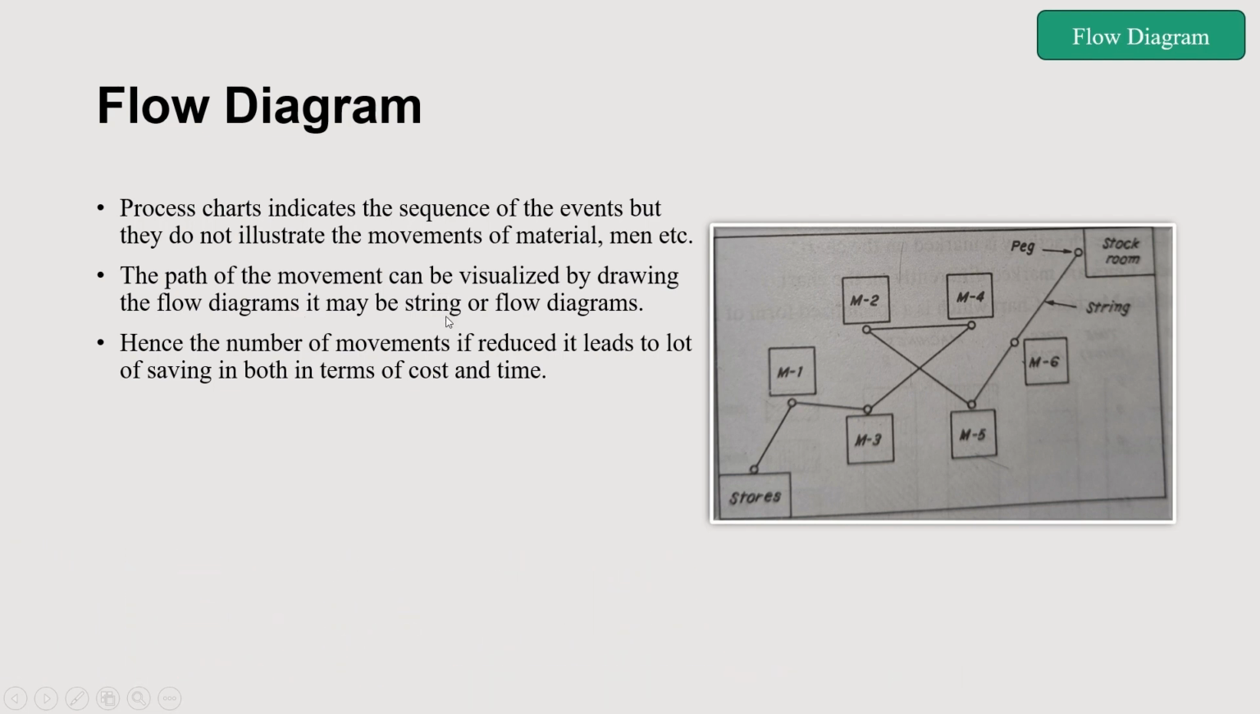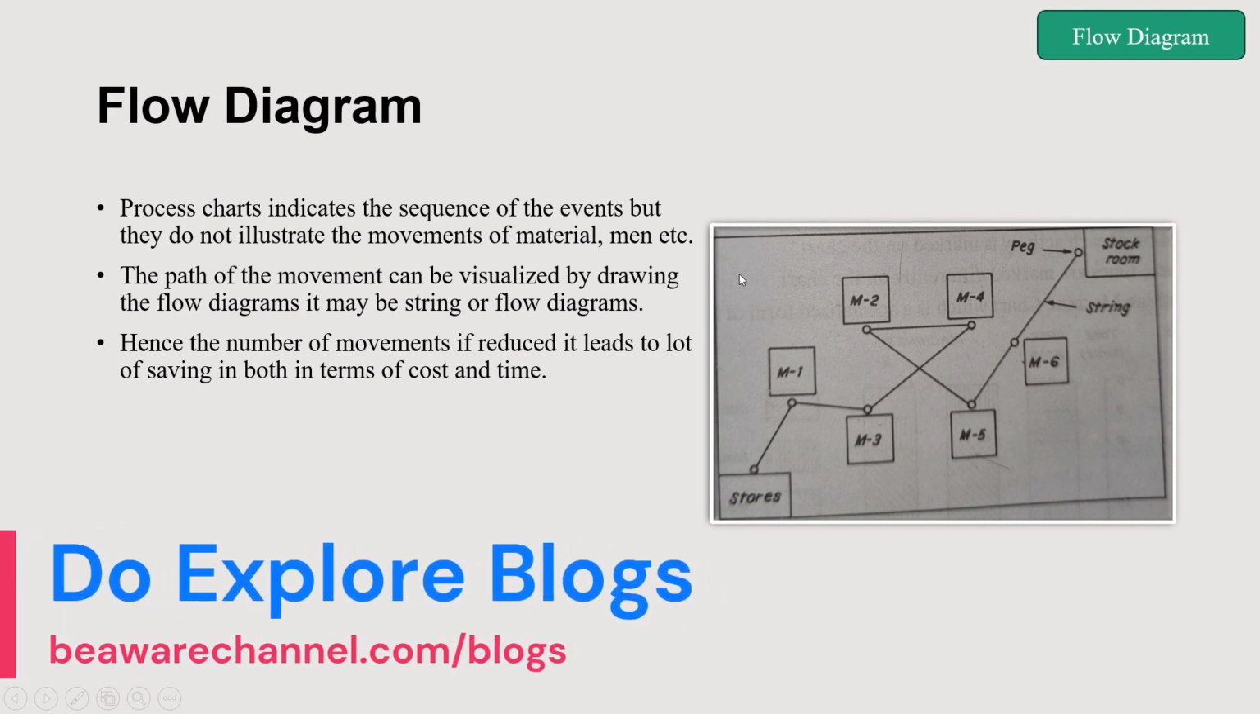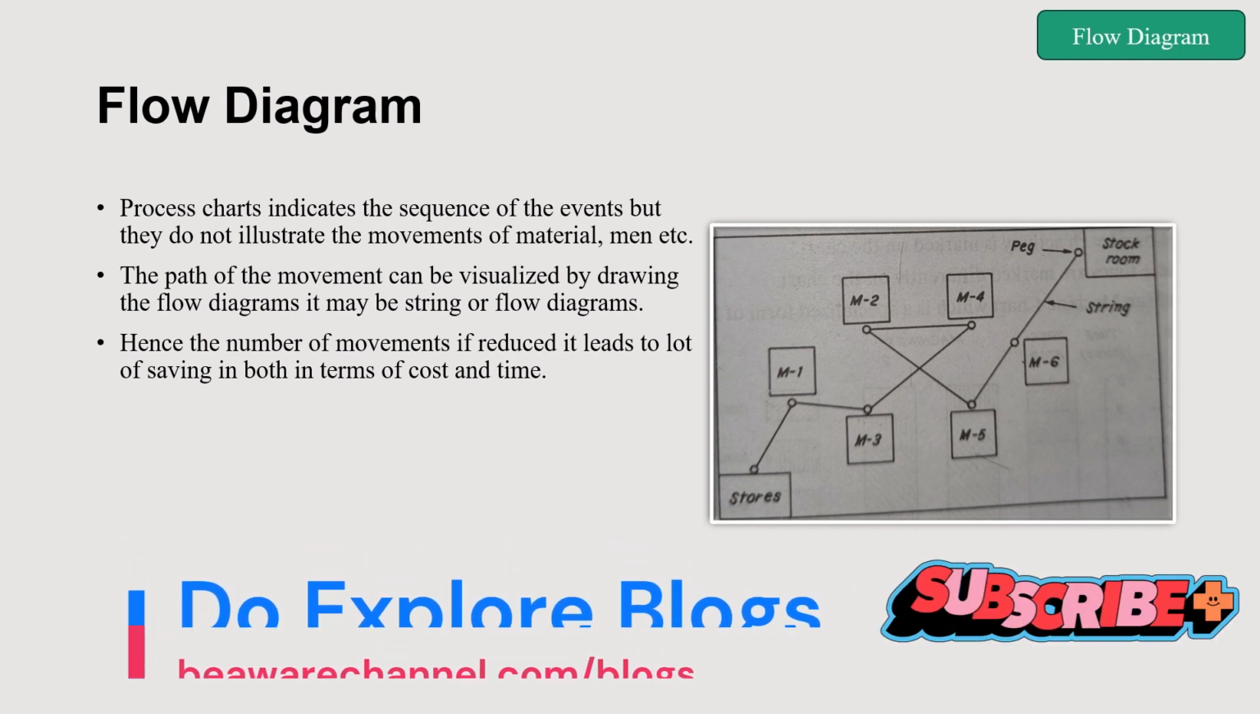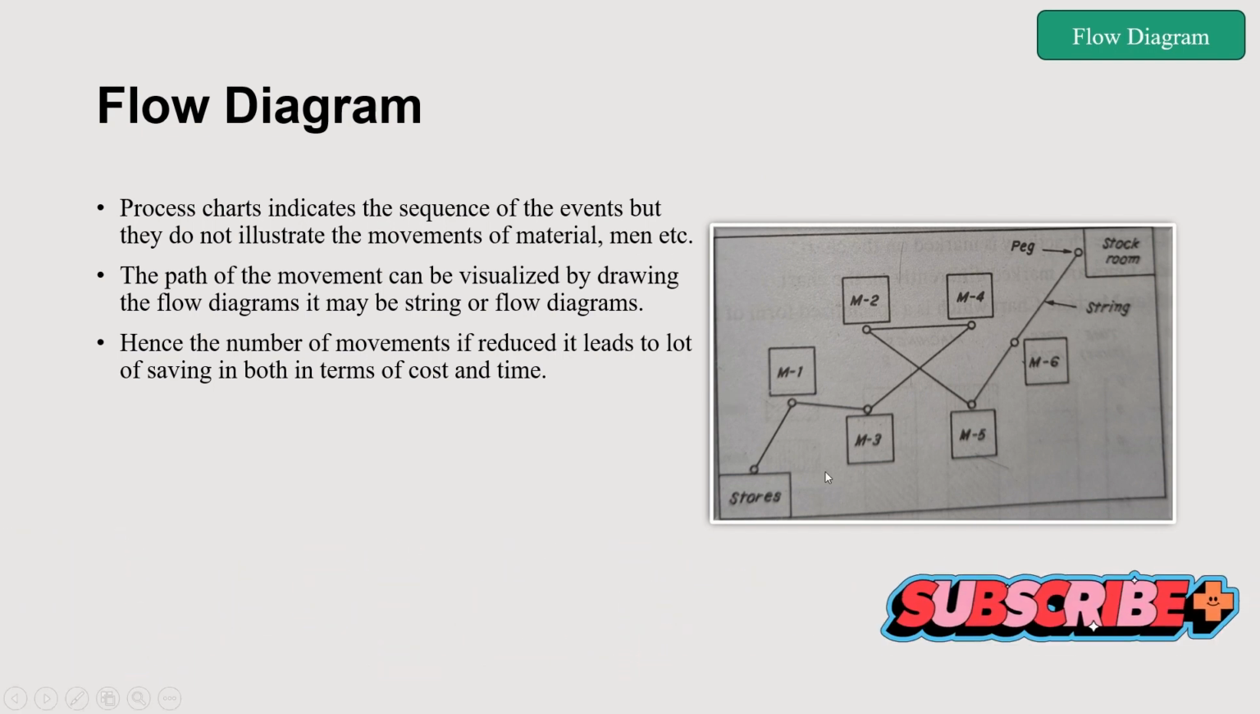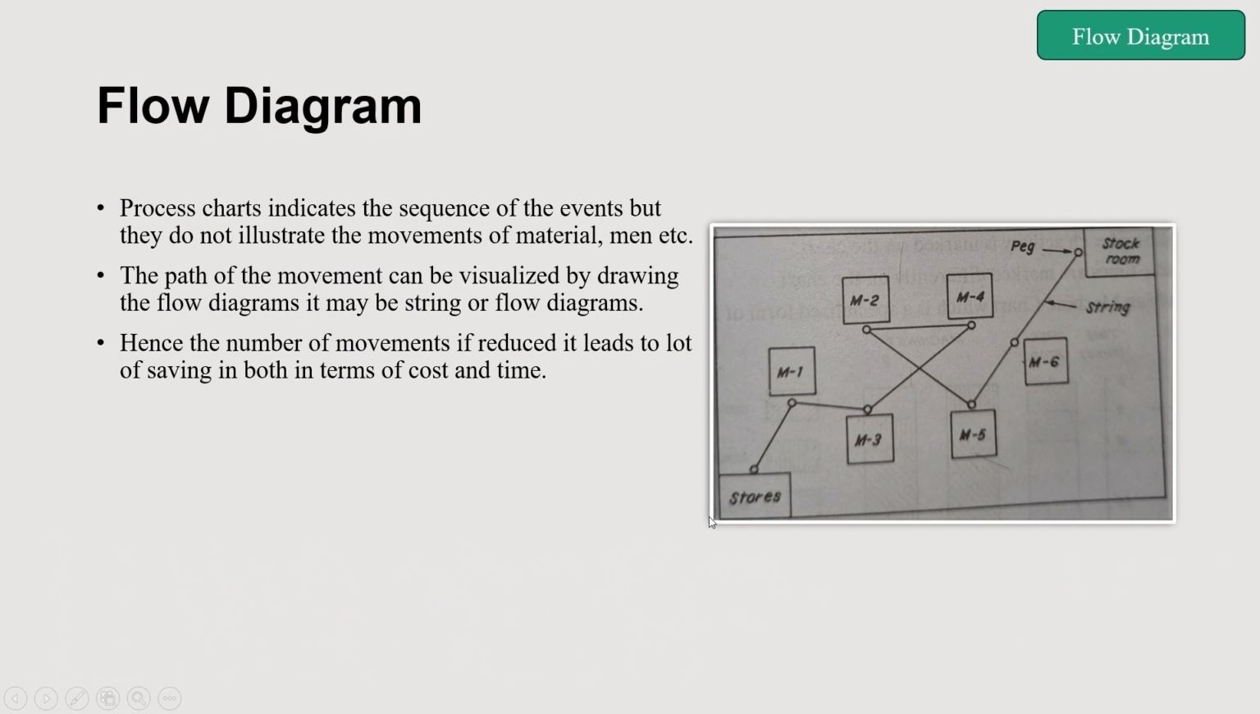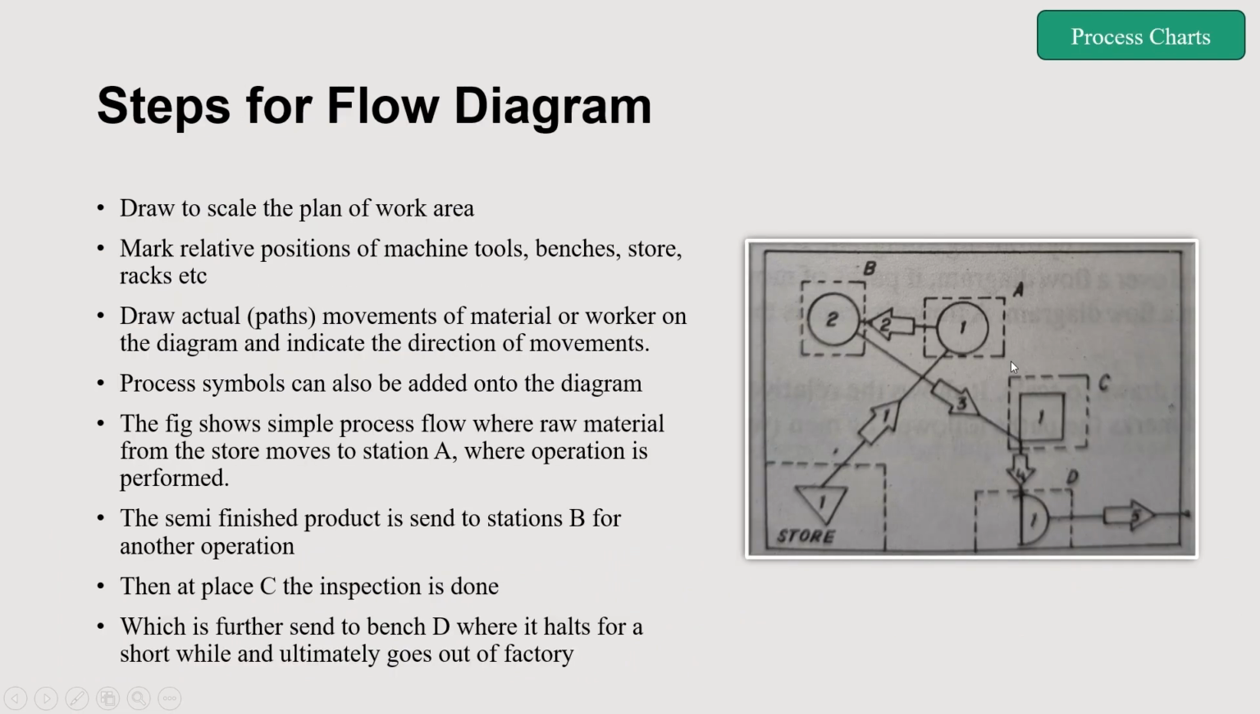There are two types of flow diagrams, that is, flow diagrams and string diagrams. Because of flow diagrams, we can identify that if we are able to reduce the movements, it could help us reduce a lot of cost and time. On the right side, this image is an illustrated flow diagram. We will understand how to create it in the next slide, but this is how it looks, basically a string flow diagram.